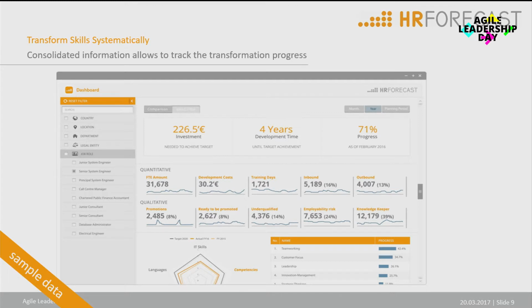For instance, here you see a senior system engineer. You can see how much money you have to invest into them in terms of trainings and development measures, roughly how much time it will take to achieve the situation where you have the necessary workforce available, and how far you are at the moment. Here you can see roughly another 30% missing in terms of employees not having the perfect skills that you will require. And then you can go down to a very detailed level to track and trace the progress that you have made.